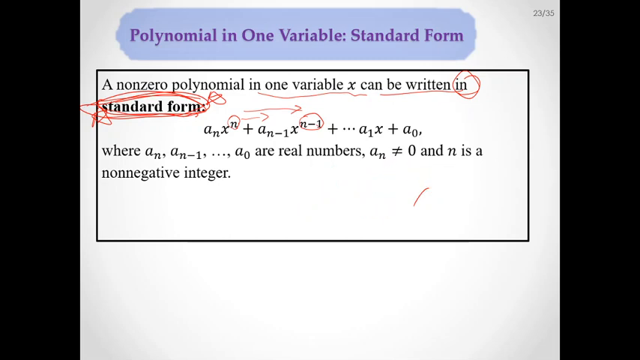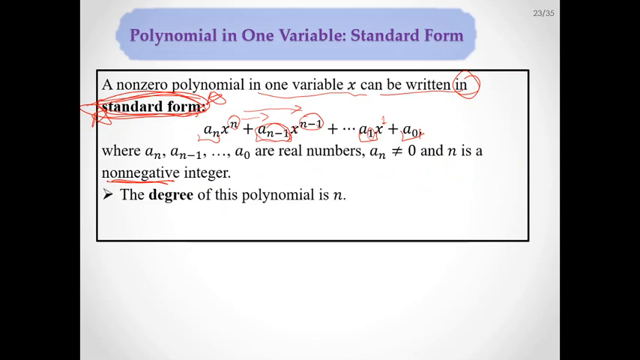So this is important. And here, these are the representatives for the coefficients. So we put these indices here. 1 corresponds to the coefficient of x to the first. And this one is the representative for the coefficient of x to the n minus 1. Now, n here cannot be a negative integer, so it's non-negative. Non-negative means 0 or positive. That's one thing.